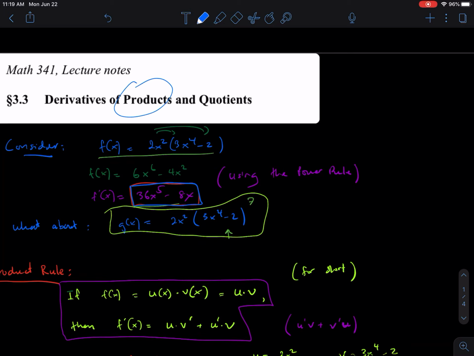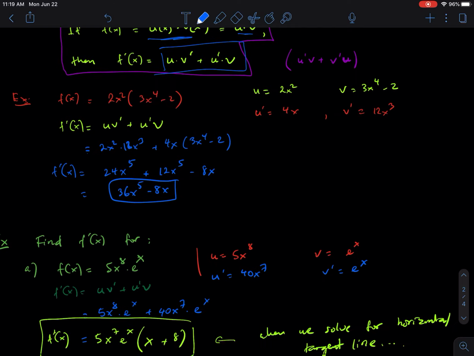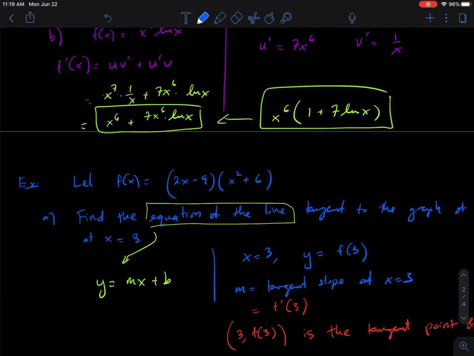Okay, welcome back guys. So this would be part 2 of the previous video. This is lesson 3.3, derivatives of product and quotient functions. In the previous video we discussed the formula to find the derivative of a function that is defined as a product of two functions. So this is the formula here. We did several examples and an application.